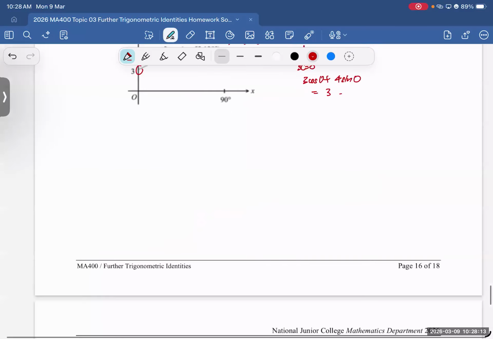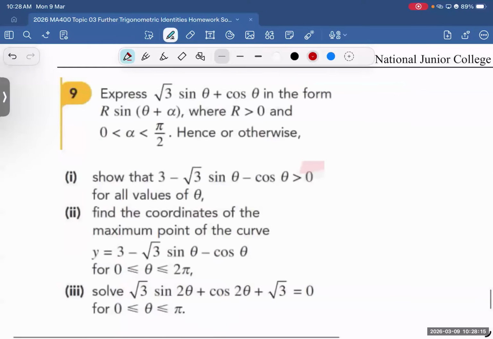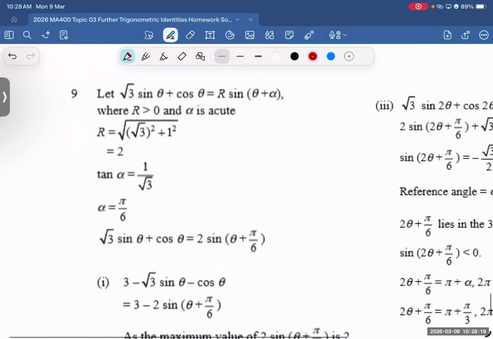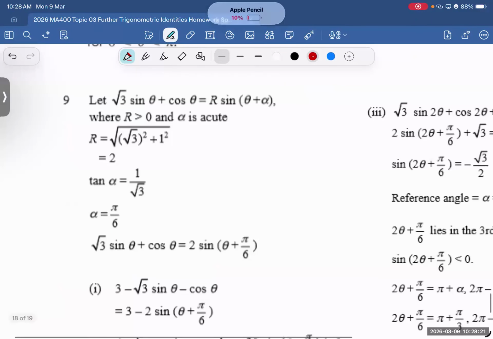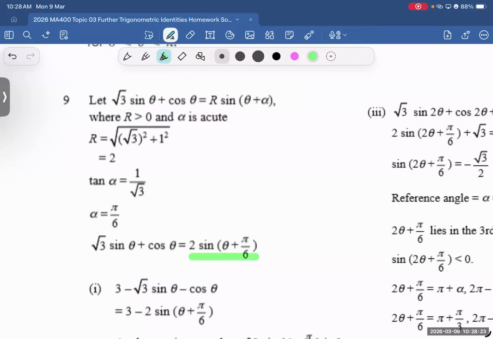Question 9. Okay, question 9 is okay. Question 9 should be fine. Question 9 is not okay. Not okay. Okay. Yeah. Now it's question 9, first part, R formula.